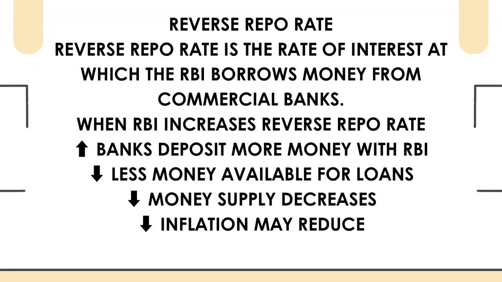Think of it this way. Imagine your parents offer you two choices. Keep your savings in a safe place and earn a good return, or spend the money. If the return becomes attractive, you are more likely to save. Similarly, commercial banks may choose to keep more money with RBI when the reverse repo rate is higher. So the examiner often checks whether you understand the direction of money. So in reverse repo, commercial banks give money to RBI.